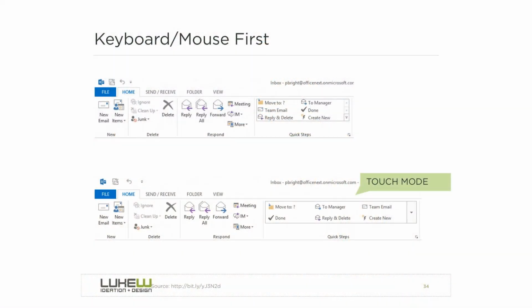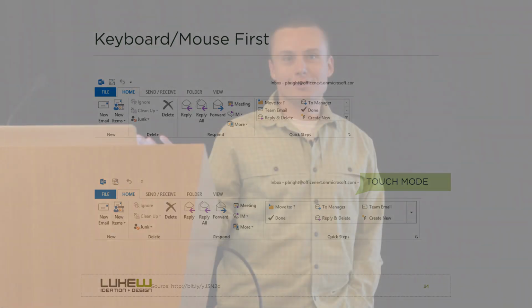If you take this keyboard and mouse first interaction, this is what Microsoft did with their Windows Office suite. Have you guys seen the ribbon? So this is the ribbon for a traditional keyboard, mouse, cursor interaction. This is what happens to it when you put it into touch mode. Again, I mean, it's like, okay, right? They made it a little bit bigger.